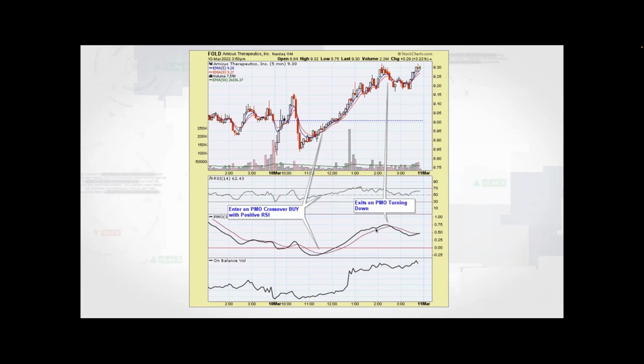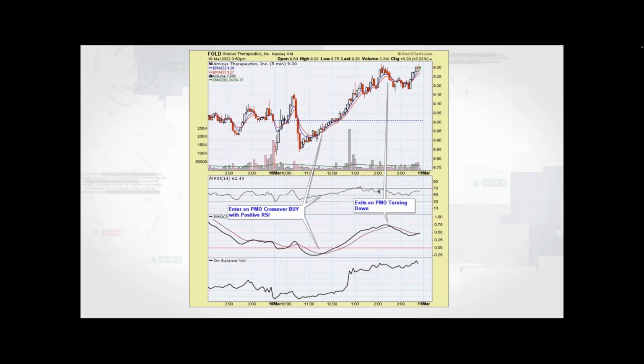So you could have exited right in here, but I would prefer to wait till we're getting a deeper turn on that PMO. We also had a positive RSI at this point. So if I were watching this chart for an exit, I may not exit right away if the RSI is positive. So that's where it gets a little more tricky.